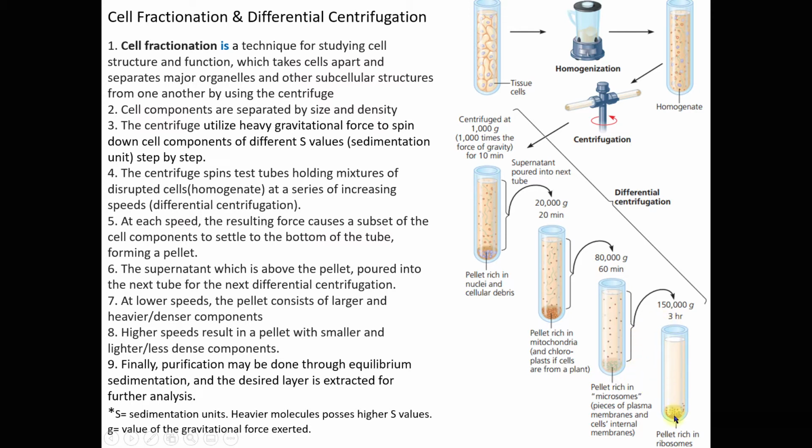The pellet that we get, we expect to be ribosomes. So here we can conclude that ribosomes are the smallest, lightest components, because higher speeds result in a pellet with smaller and lighter, or less dense, components.